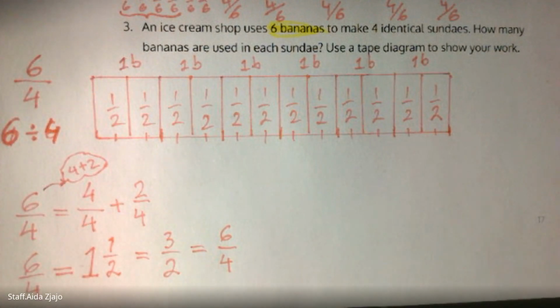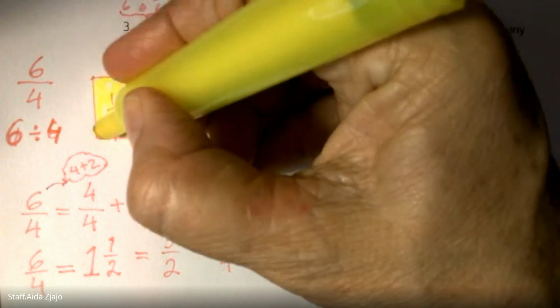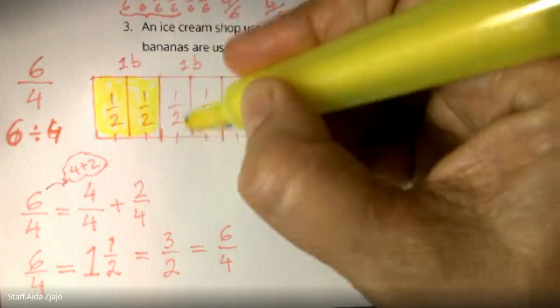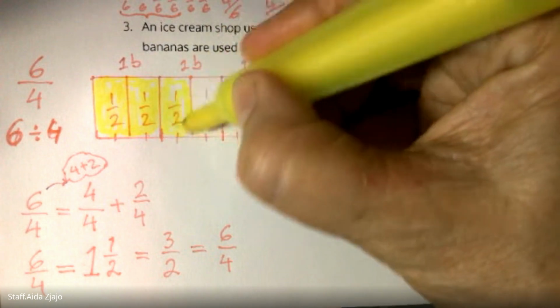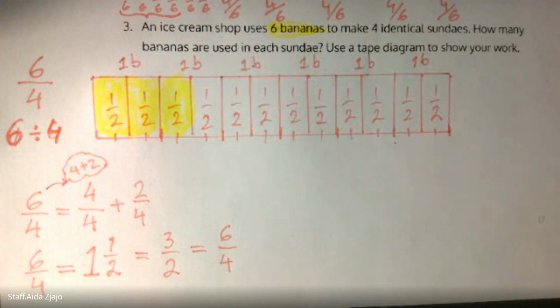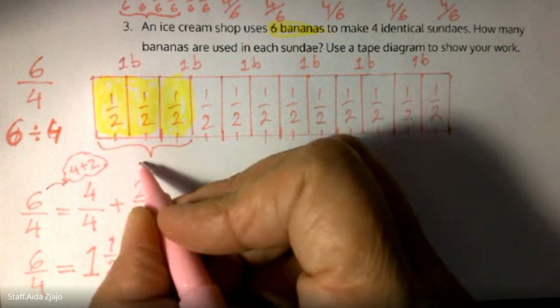So right now, if this is one banana, that's 2 halves. I know 1 whole and 1/2 will make one sundae. So if I take that, this is going to be one sundae.